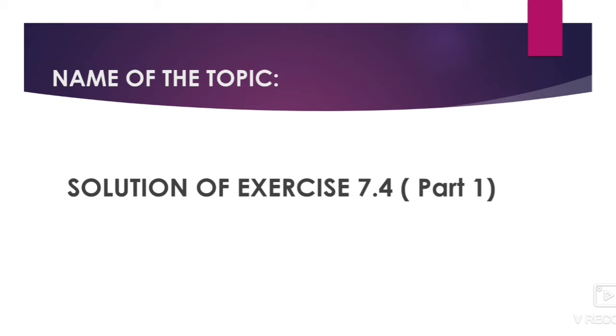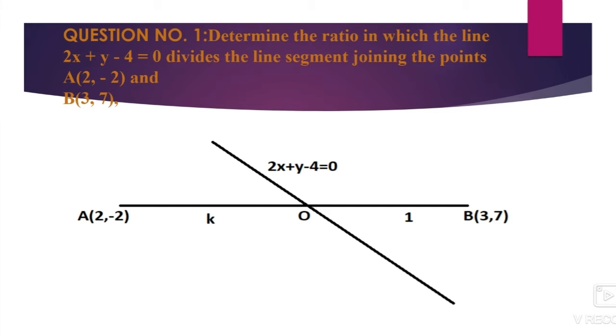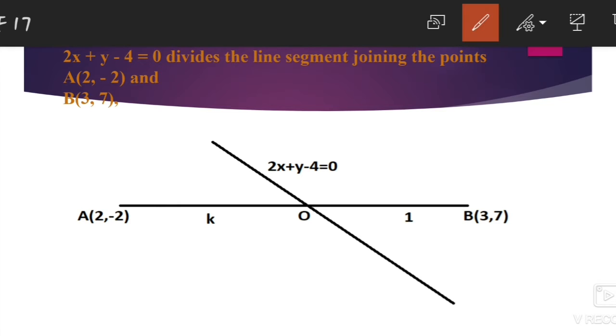Let us start with question number 1. Question number 1 is: determine the ratio in which the line 2x plus y minus 4 equal to 0 divides the line segment joining the points A and B. Suppose this is the line, AB is the line joining the A point and B point whose coordinates are given. And this line is 2x plus y minus 4 equal to 0. The equation of the line is given.